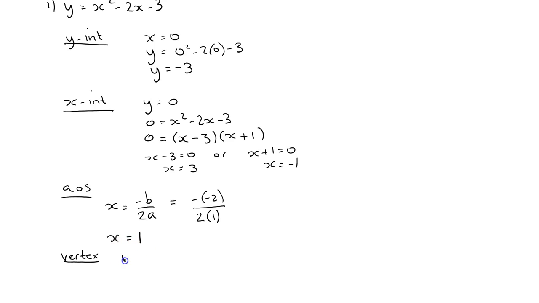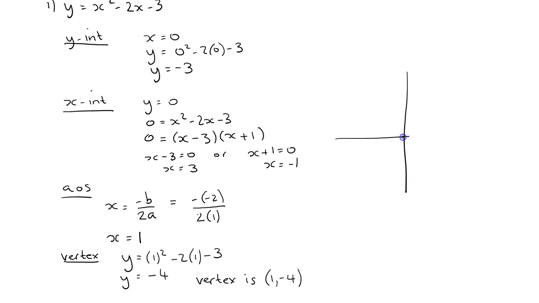So we substitute in x is equal to 1, so it becomes 1 squared minus 2 times 1 minus 3, which gives us a value of y of 1 minus 2 minus 3, which is minus 4. So our vertex is coordinates 1, minus 4. We now have enough information that we can sketch this.